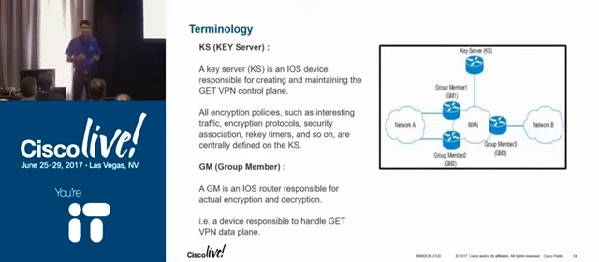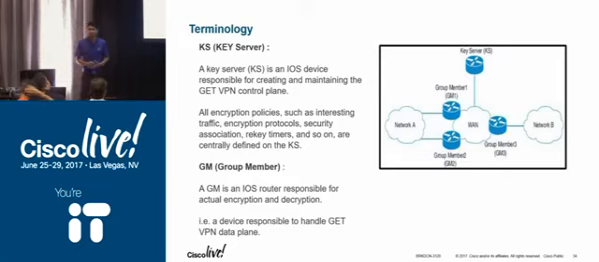The key server can be an IOS or an IOS XE device, which will take care of your GET VPN control plane. It will have all the policies, all the access lists, all the hashing algorithms that we need to use to encrypt the traffic. It will have everything centrally located in that key server. Once the control plane negotiation has been done between the key server and the group member, it will push all those policies. We'll have a look at that in a packet walk in the upcoming slides.